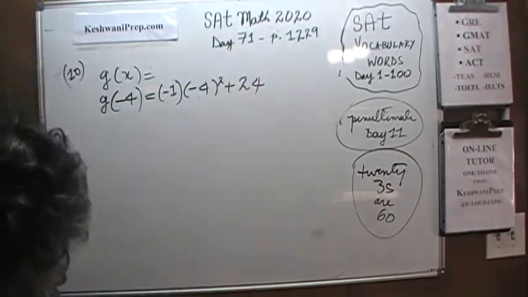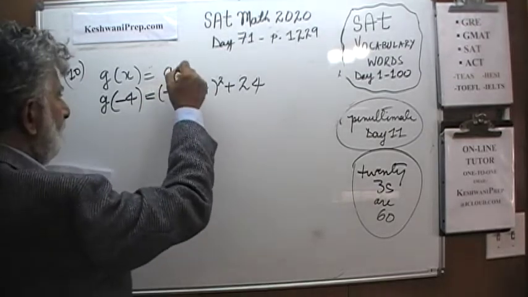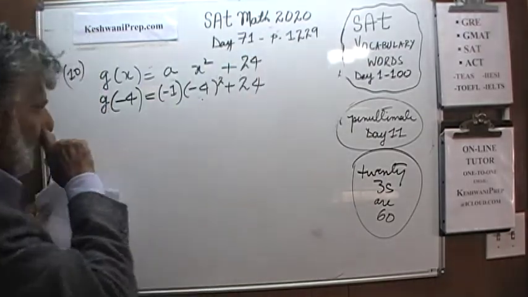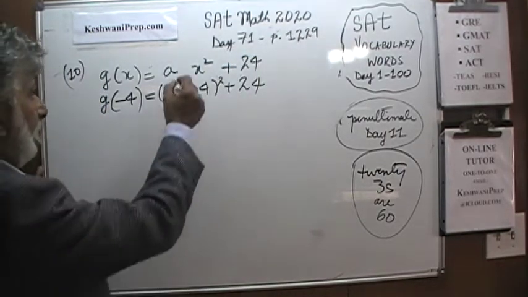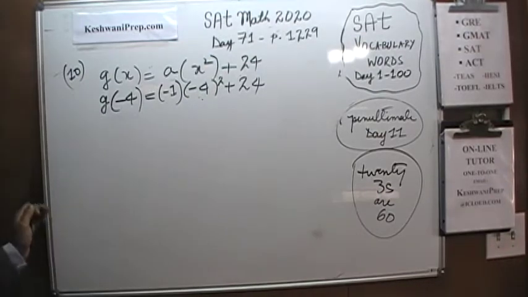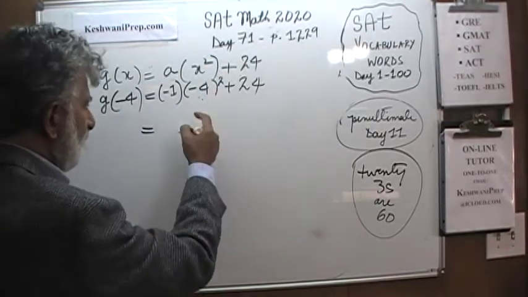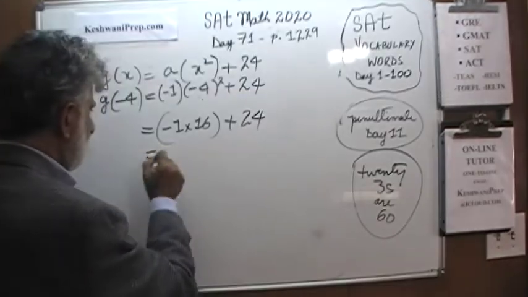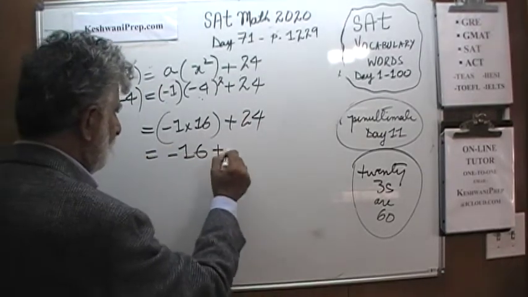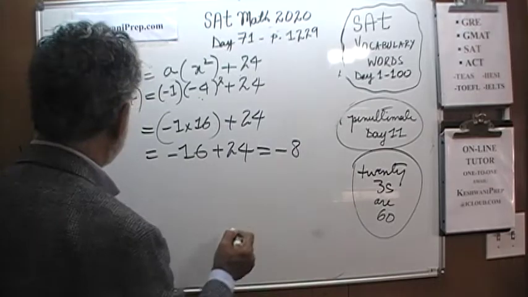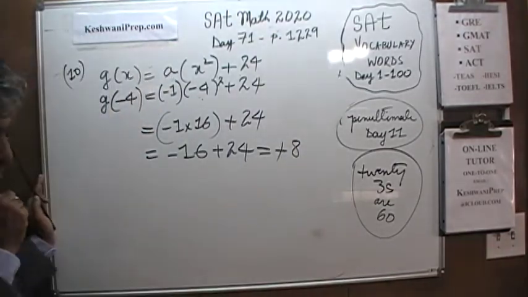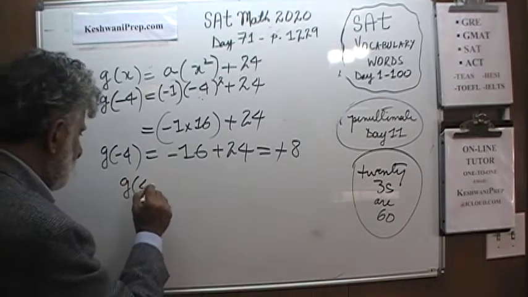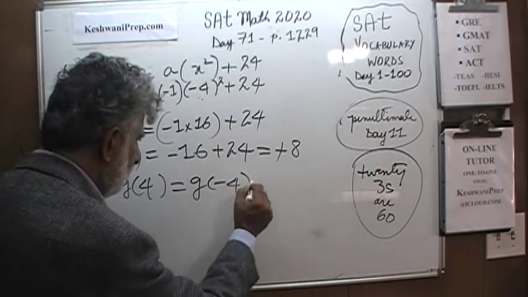So this part is our a, this is our x squared, ax squared plus 24. You see that? A times x squared, which is our negative 4. Negative 4 squared is just positive 16. Negative 1 times positive 16 plus 24. Negative 1 times positive 16 is negative 16, plus 24, which gives us positive 8. I almost made a mistake. There you go. G of negative 4 is equal to positive 8. It turns out that g of 4 is equal to g of negative 4.